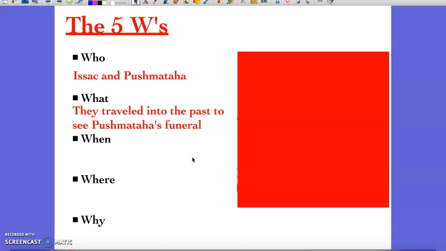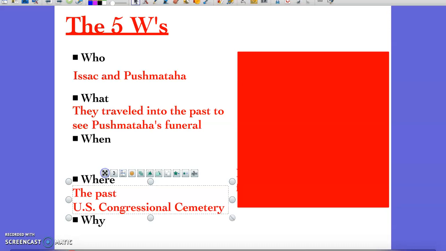Now, if we talk about the where, it is definitely the past. You could even include the fact that the pastor or person giving the funeral talk mentioned the fact that they were at the U.S. Congressional Cemetery. It doesn't tell us what city or state that it occurred in, but we know that it was in the past because they traveled to the past, and we know that it was in this U.S. Congressional Cemetery because the text gave us that piece of information.